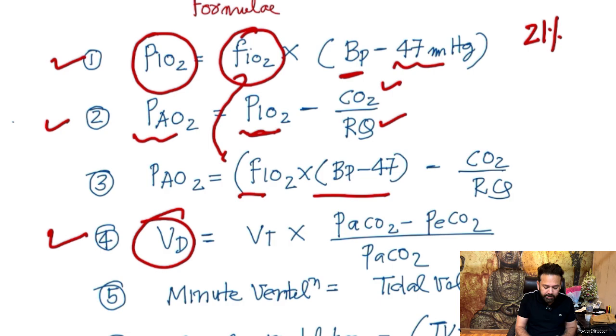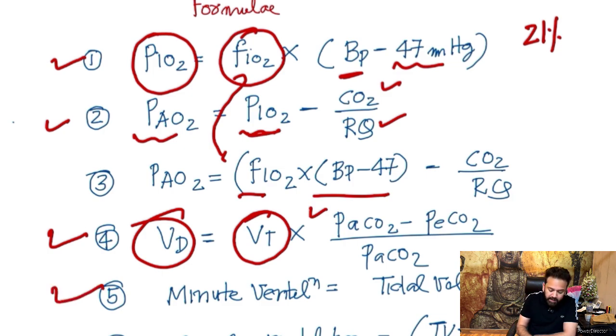Then Vd is dead space. It is physiological dead space, total dead space, and this is equal to tidal volume into PaCO2 minus PeCO2 upon PaCO2. I will solve a numerical with this formula. A can be alveolar or arterial here, and E is CO2 in the expired air. Then minute ventilation is equal to tidal volume into respiratory rate. Alveolar ventilation is equal to tidal volume minus dead space into respiratory rate.